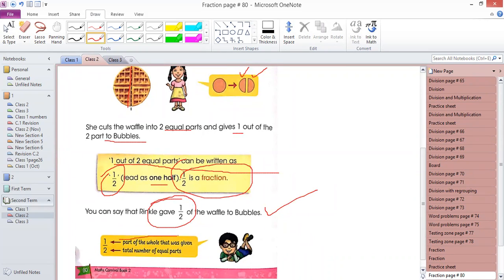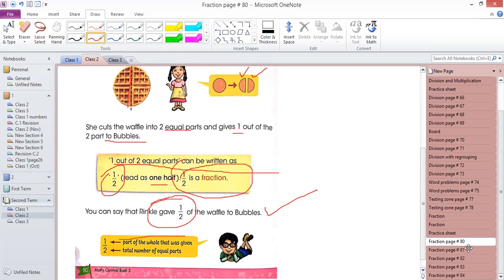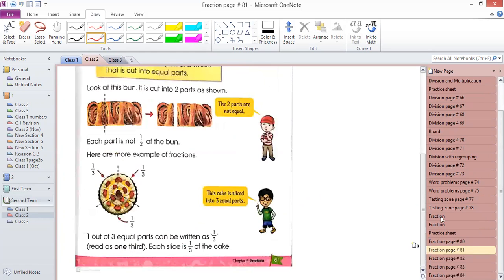This one is the part of the whole that was given. And this is telling the total number of equal parts. The same as I was telling you about numerator and denominator. Numerator and denominator. Clear, guys?